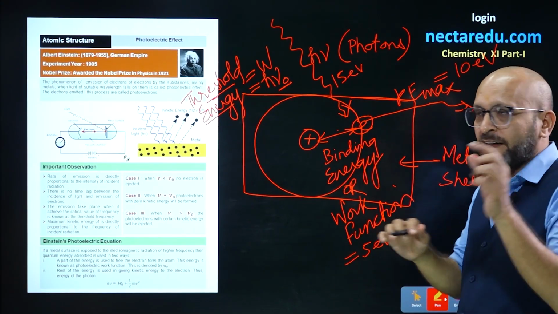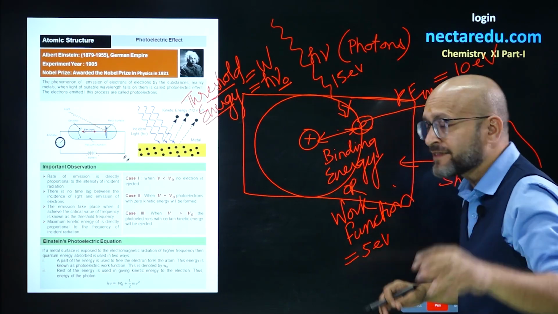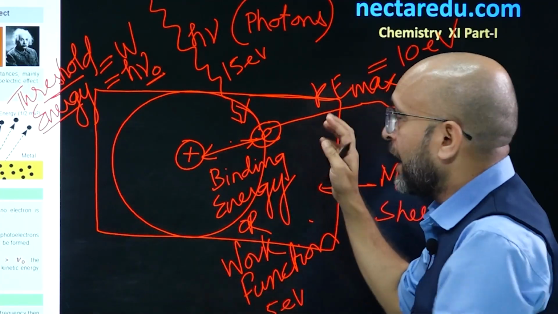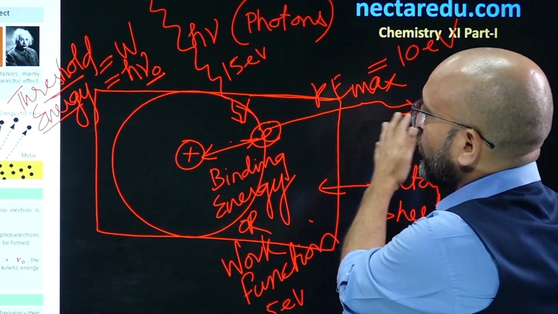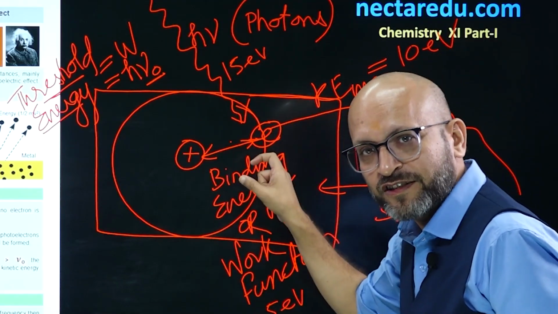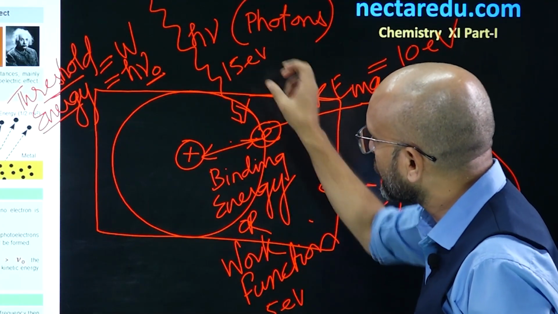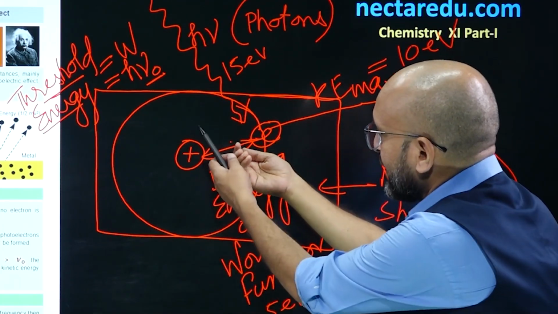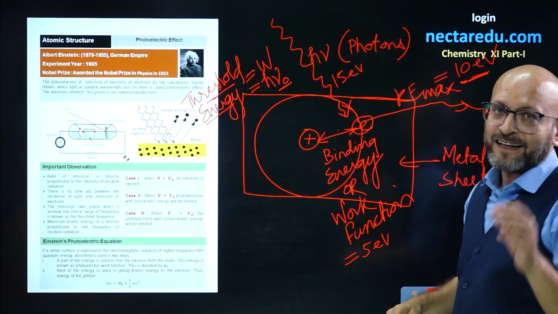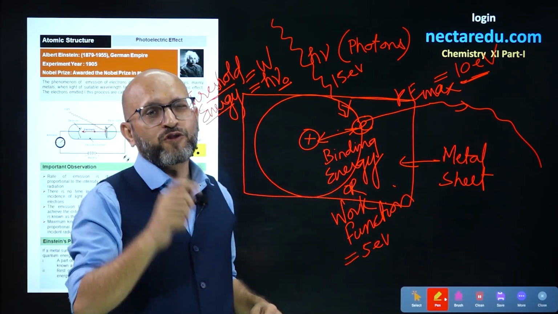All right. So the energy of the falling photon is used in two tasks. The first task is removal of the electron, taking it away from the attraction, and the remaining part is given in the form of kinetic energy. As in the example, a photon of 15 electron volt is falling. The work function of the metal is 5 electron volt. Then 5 electron volt out of 15 is used in breaking it away, and the remaining 10 electron volt is the kinetic energy of the moving electron. This moving electron is also known as a photoelectron.